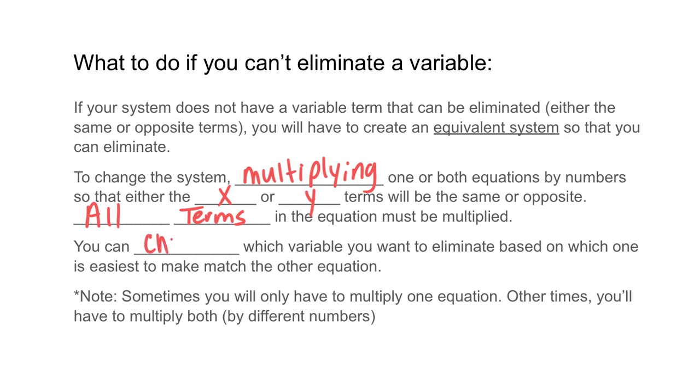You can choose which variable you want to eliminate. Sometimes you're going to see one that's significantly easier to eliminate than the other. Sometimes it may be just as easy to eliminate one as the other, and it'll be completely your choice. So you look at that, decide which one you're going to eliminate, and then do whatever is necessary to make that happen. Again, sometimes you might only have to multiply one equation. Other times you may have to multiply both. And so we're going to look at examples of both of those situations just so that you understand how that works and when. So, take a look at this one.